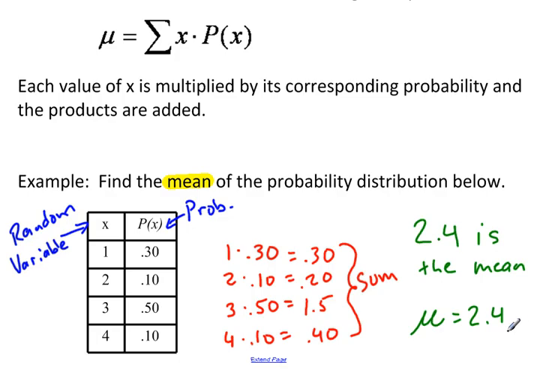And that's it. For each probability distribution that you have, in order to find the mean, you take each random variable, or each outcome of your random variable, multiply it times its corresponding probability, and then add them all up, and that'll give you the mean of your probability distribution.